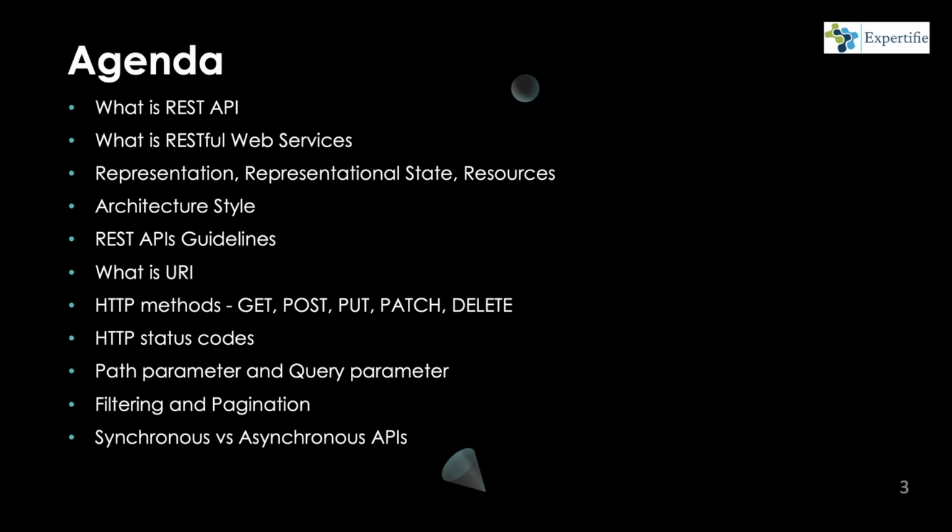Then what are the guidelines which need to be followed when we are trying to develop REST APIs, and what is URI, and then the most important thing of this session is the HTTP methods, when to use get, post, put, patch, and delete, and then what are HTTP status codes, and then path parameter, query parameter, and then when we have a large data set, how we can effectively use filtering and pagination, and last but not the least, what is meant by synchronous versus asynchronous APIs.